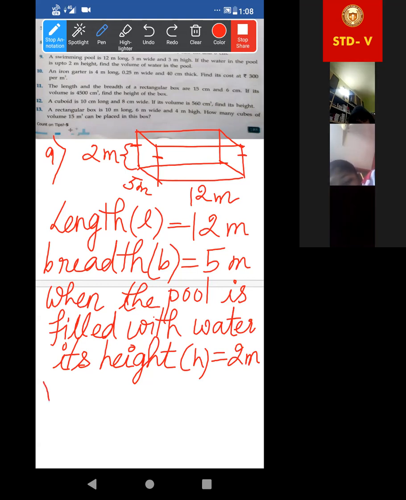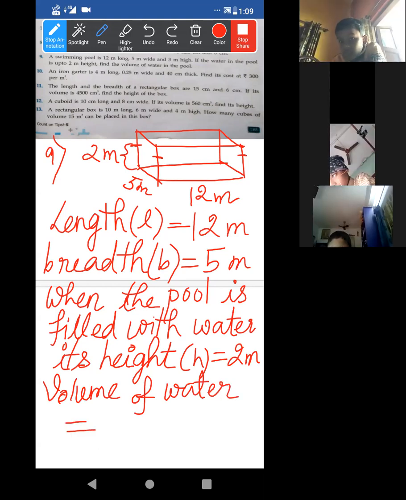Let me check. Mirza, Shomojit, Malik. That one is meter cube. Now put the value.